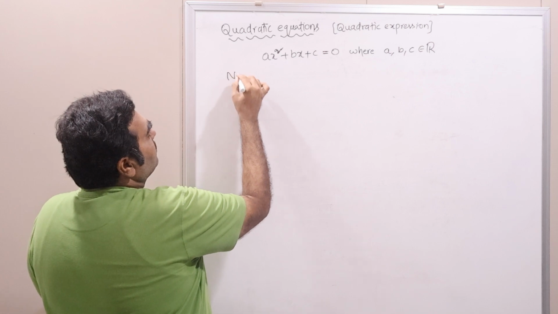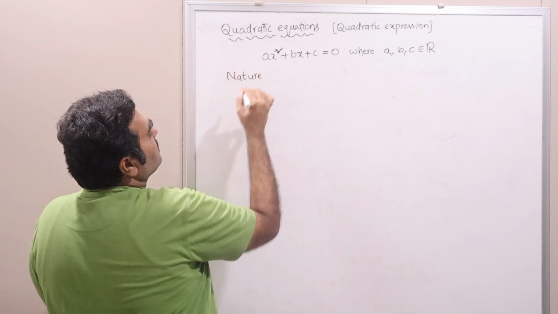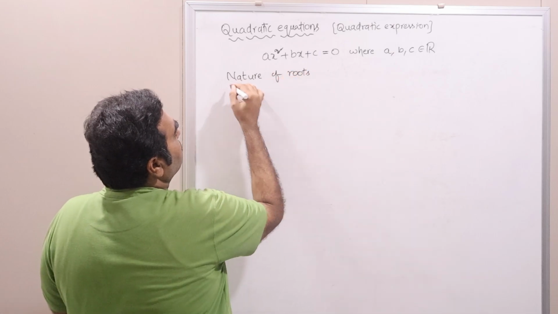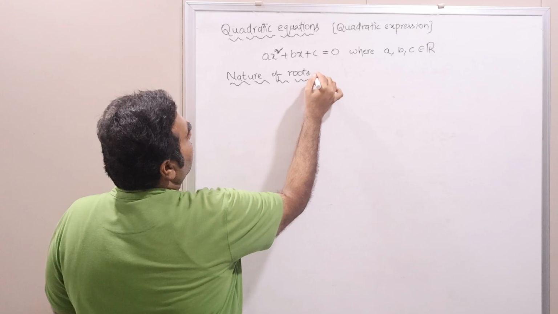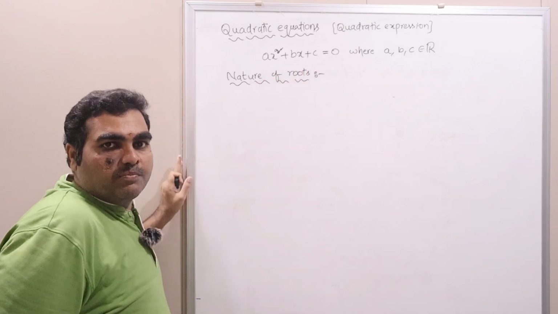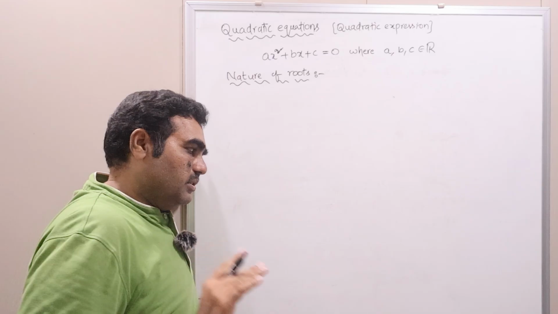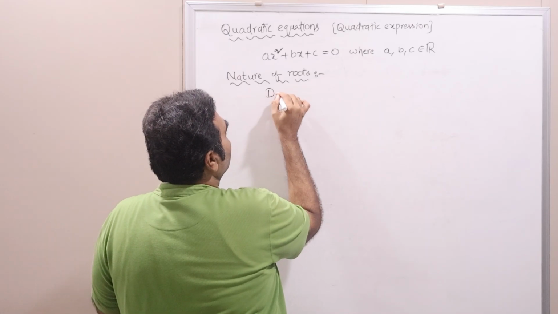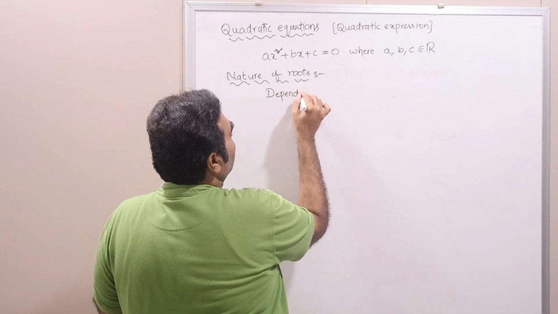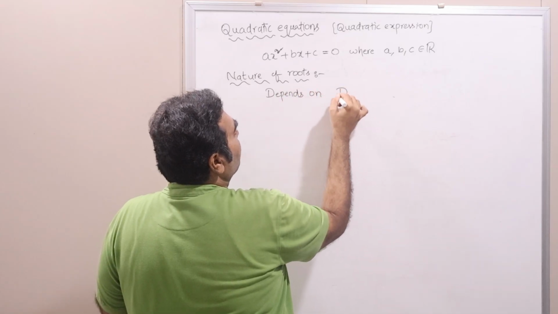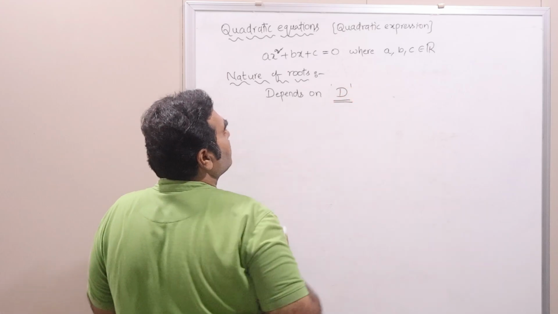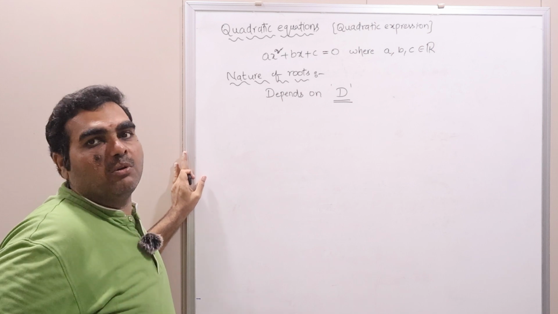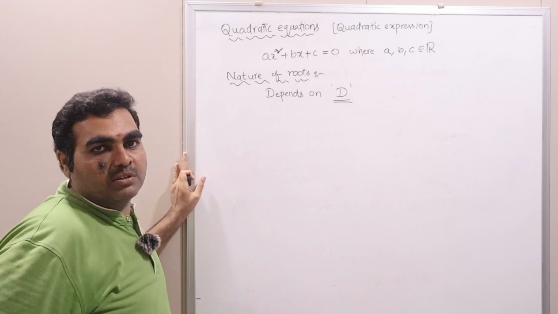Now let us see the first aspect of this topic, nature of the roots. Nature of the roots clearly depends on the value of the discriminant. So he is the hero. The discriminant plays the crucial role when you are deciding the nature of the roots.